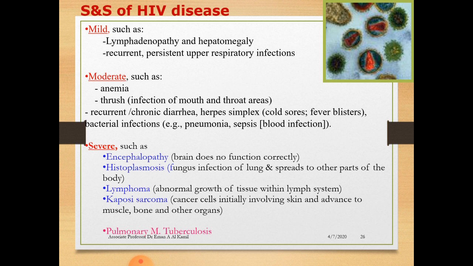The patient is more likely to develop pulmonary tuberculosis because of the low immunity, and this is called dual infection. It is a severe complication and may result in death of the patient.